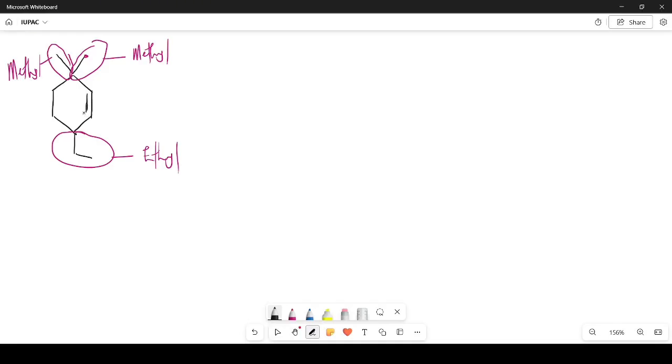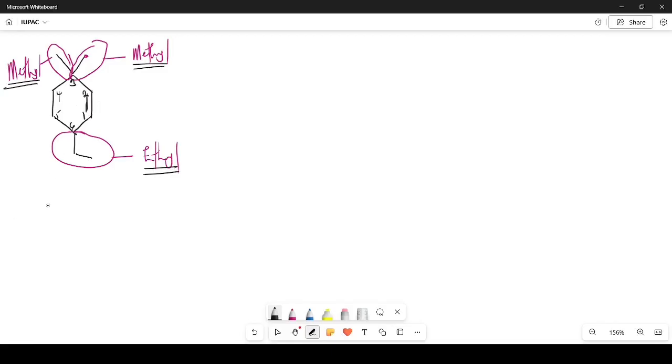And how are you going to number? You number from here. This is going to be 1, 2, 3, 4, 5, and then this needs to be 6. So our ethyl is at which position? 6th position. Methyl is at 3rd position, 3rd position, and this double bond is at the 4th position.